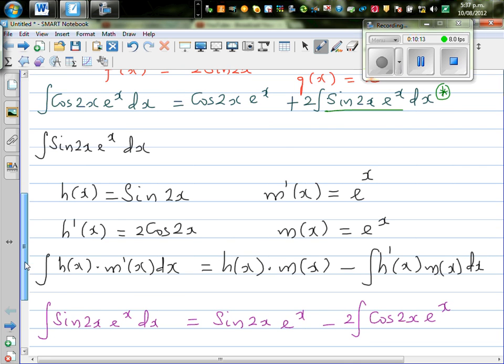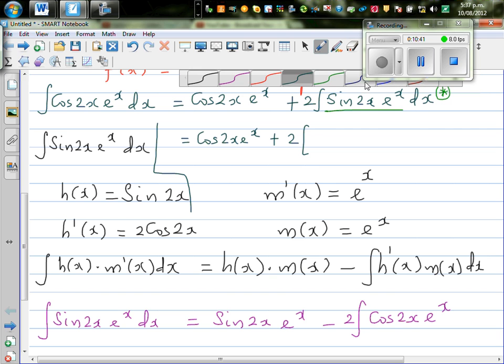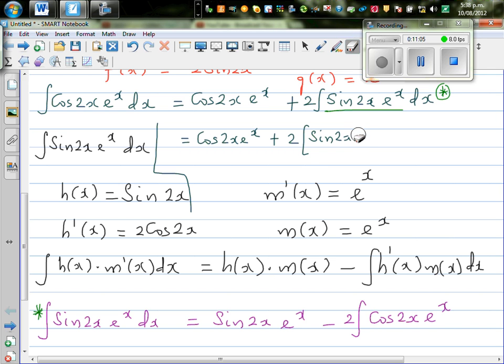So let me write this here. I hope you can see. I'm going to finish it off here and squeeze it here. So this is equal to cos 2x e to the power x plus 2. The integration of this is what? We have integrated this here. Can you see the asterisk? So this is the integration here. So the integration of sine 2x e to the power x dx is sine 2x e to the power x minus 2 times the integration of cos 2x e to the power x dx. I should have written dx here.